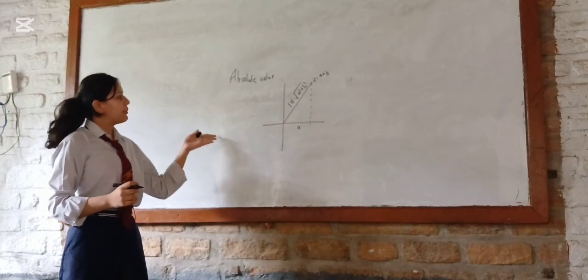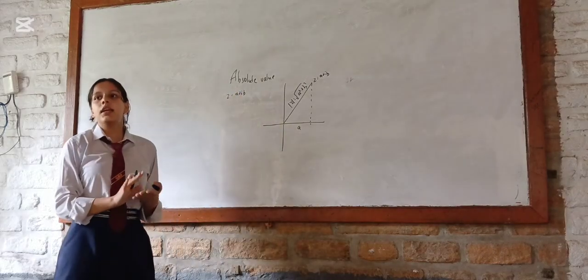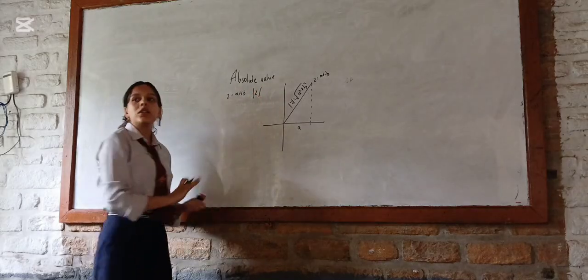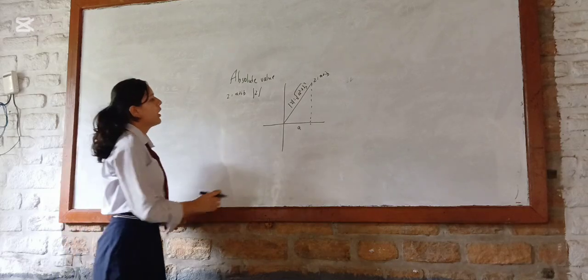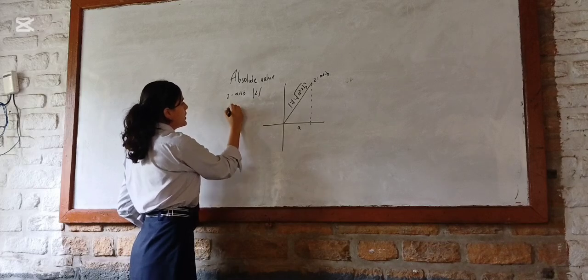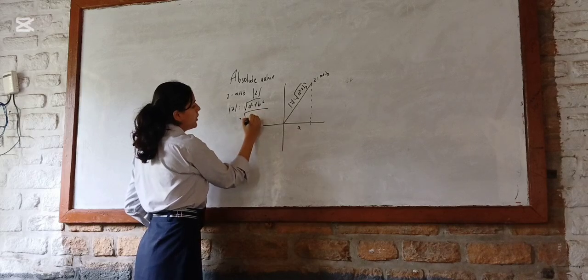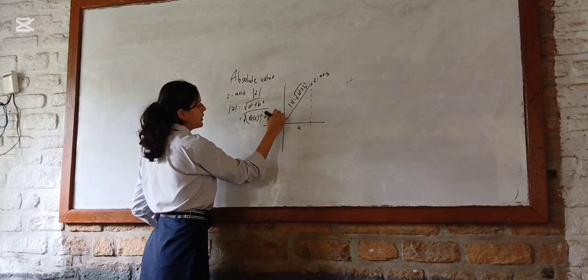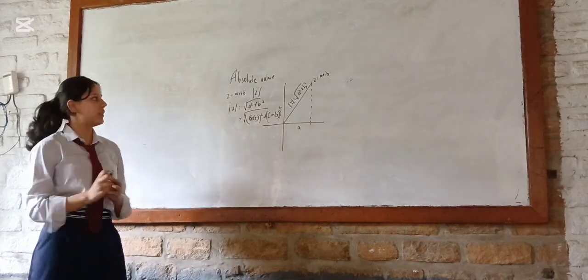So now let us talk about the absolute value. Let z equals a plus ib be a complex number, then its absolute value is denoted as z with modulus. It is also called the modulus of z. It is defined as a non-negative real number. Geometrically, the modulus of z is equal to the square root of a square plus b square. Geometrically, the modulus of z is the distance of z from the origin.